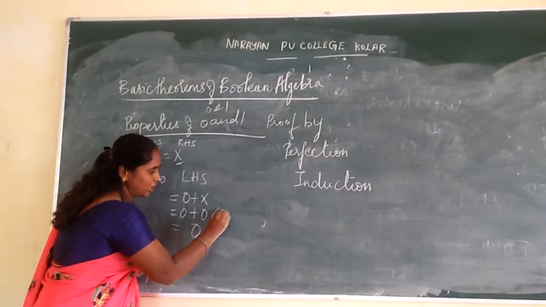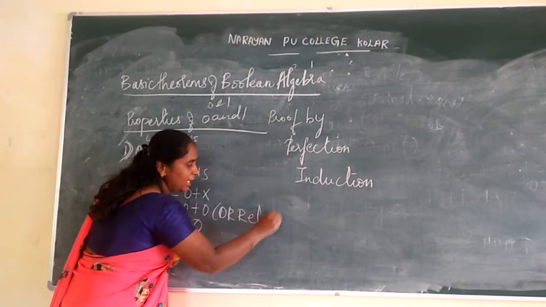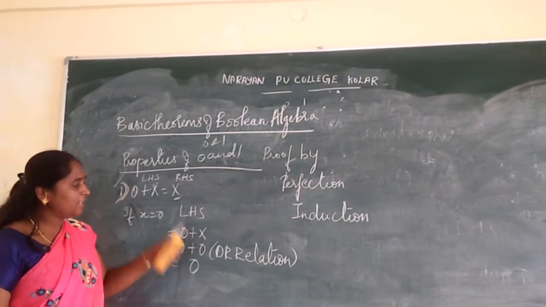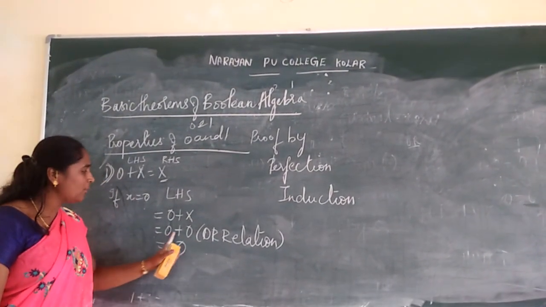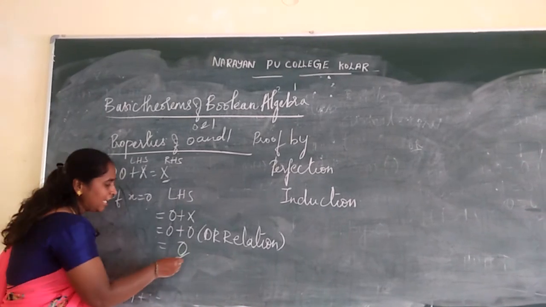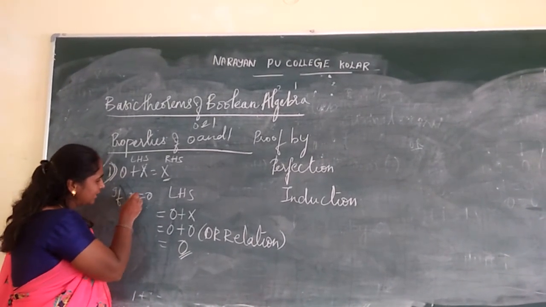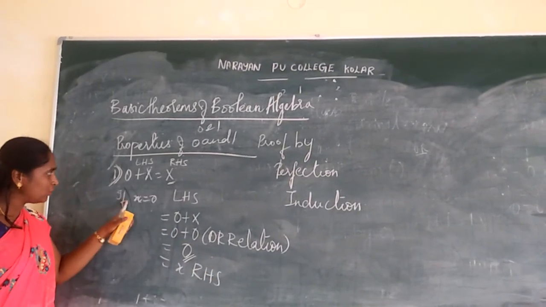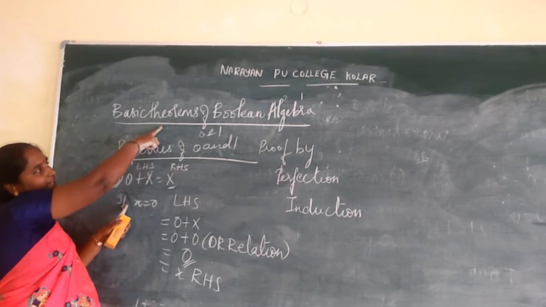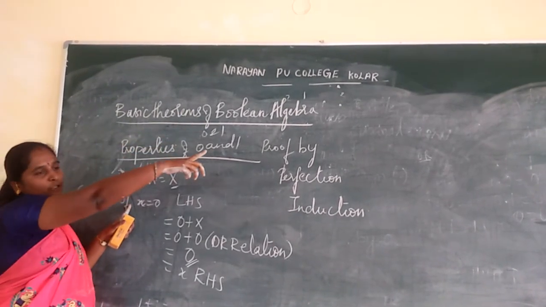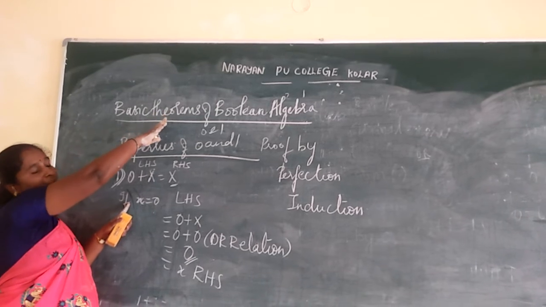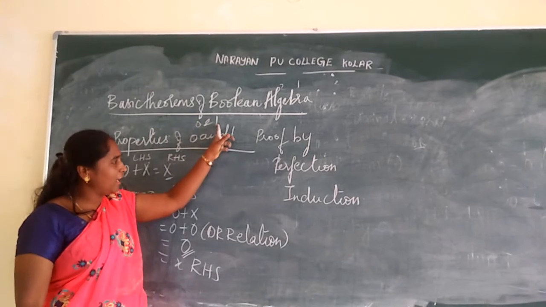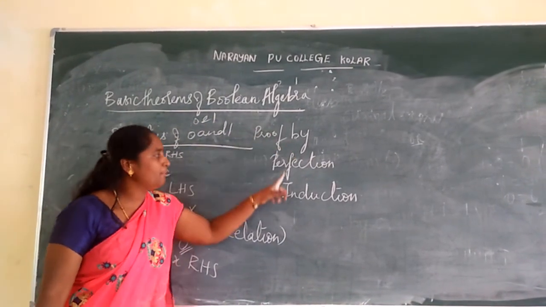You are taking the basic postulates and using them to prove the theorems. I am taking the OR relation postulates. 0 plus 0 is nothing but 0. Again, what is 0 here? It is nothing but your x. So, RHS is proved. What is the basic theorem of Boolean algebra? You are going to substitute the possible values. How are you going to prove these basic theorems? By substituting the values of variables, that is 0 and 1. This technique is nothing but proof by perfect induction.